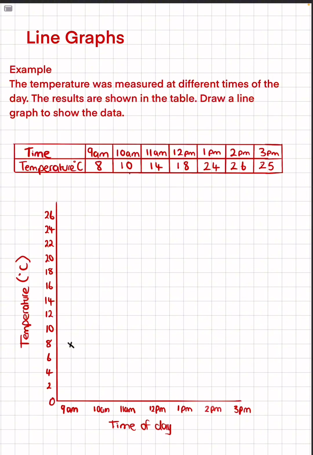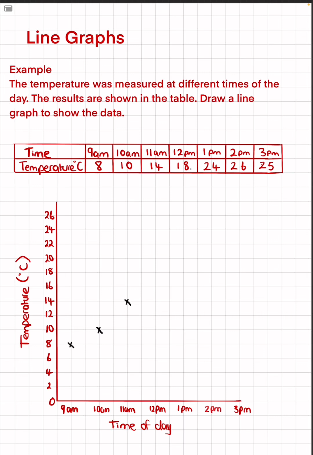At 10 a.m., the temperature was 10 degrees. So we've got 10 a.m. here. We go up to 10 degrees and plot a point. 11 a.m., it was 14 degrees. So we can go up and put a point at 14 degrees.